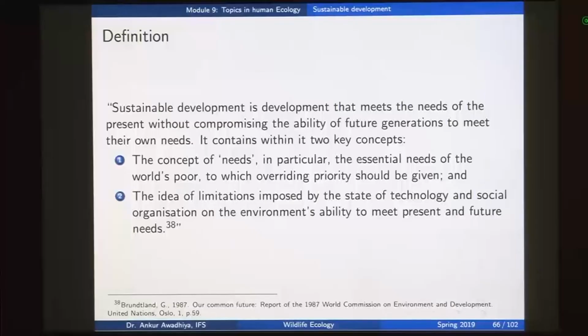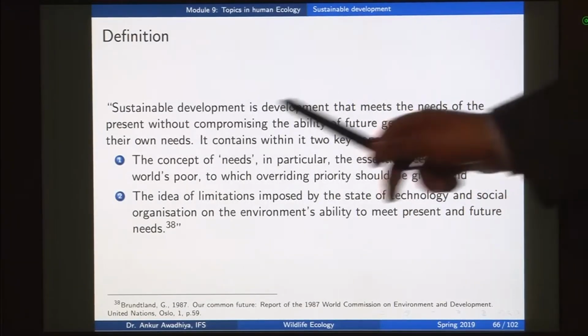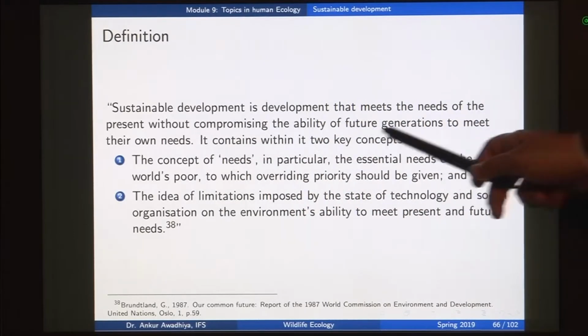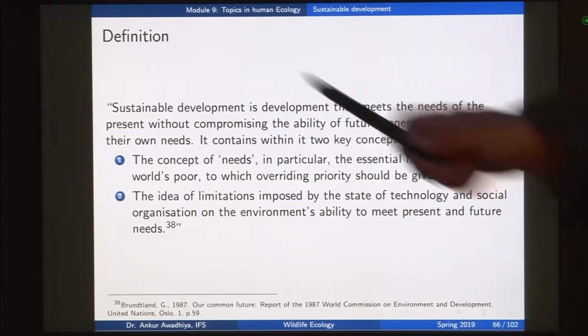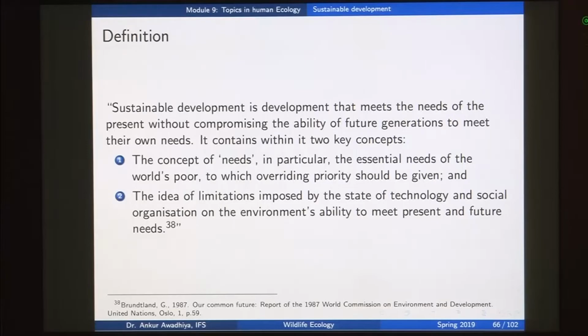So, in the case of sustainable development, we want a development that meets the needs of the present without compromising the ability of the future generations to meet their own needs. So, we are taking not just the current need into the picture, but also the future needs. And this concept contains in itself two key concepts. The concept of needs, in particular the essential needs of the world's poor, to which overriding priority should be given.